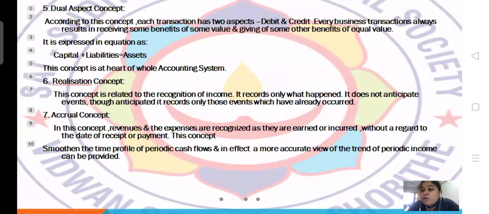In that we have five more. So we'll go for the next one, the dual aspect concept. What is dual? Two. When you are recording a transaction, both aspects of the transaction should be recorded. Do you remember the single entry system and the double entry system? What do we do in the single entry system? Only one aspect, either the debit or the credit, is recorded.